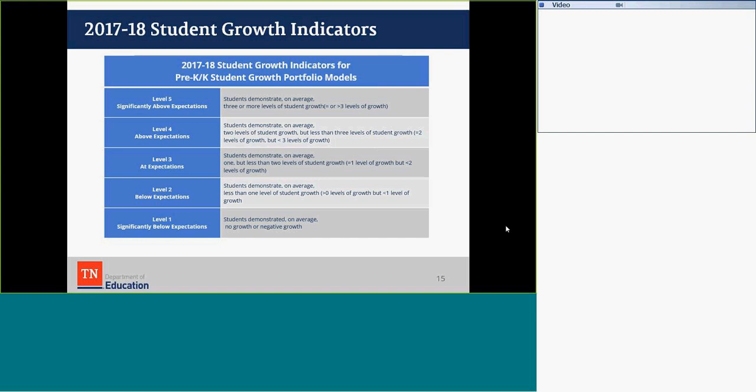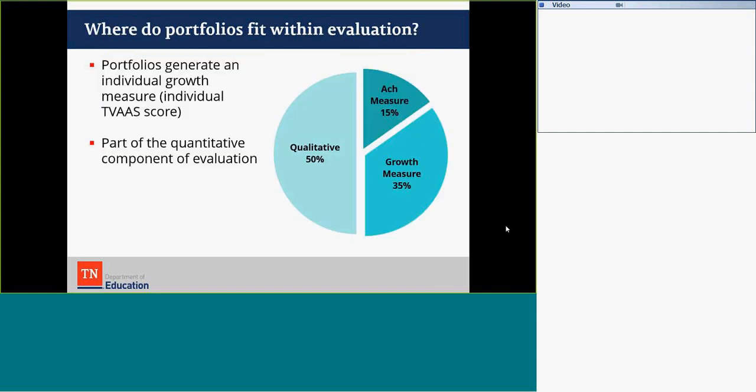Again, just a reminder that the portfolio model is the growth measure for 35%, and qualitative observational data is still 50%, and the achievement measure is 15%.